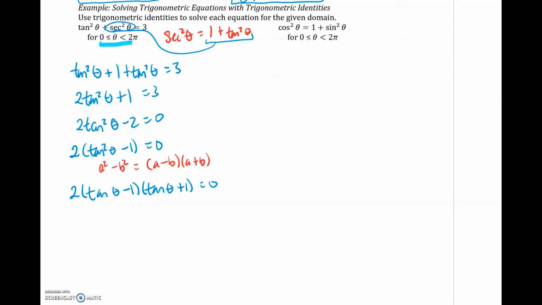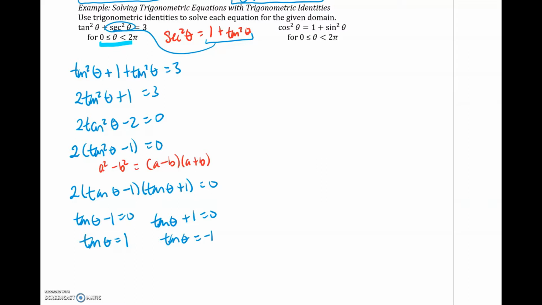And if you wanted to do what I was doing before and replace tangent squared theta with x squared, you could. Just make sure you put that tangent theta back in as you're working. Okay, so we're going to ignore that 2 because 2 is never going to equal 0, right? So 2 is kind of on its own, but we know tangent theta minus 1 could be 0, or tangent theta plus 1 could be 0. So what I want to do is find theta so that tangent theta equals 1, or tangent theta equals negative 1. So again, look at your unit circle.